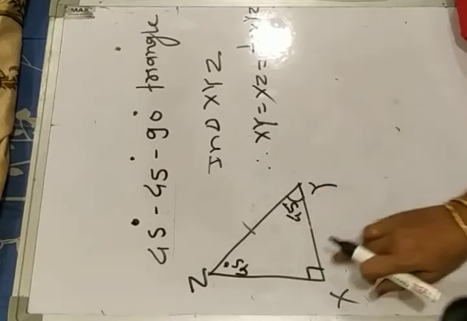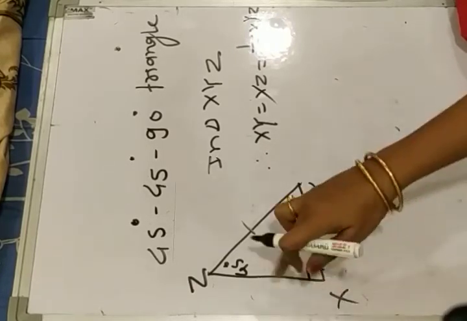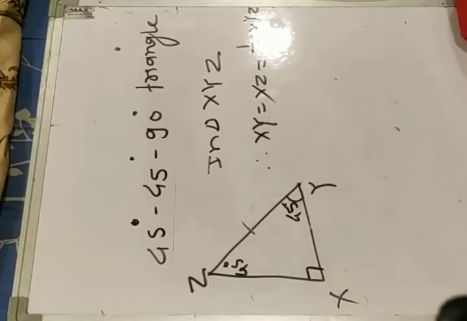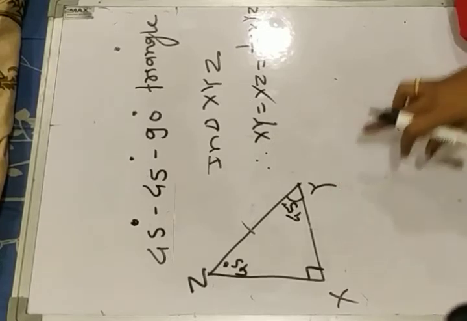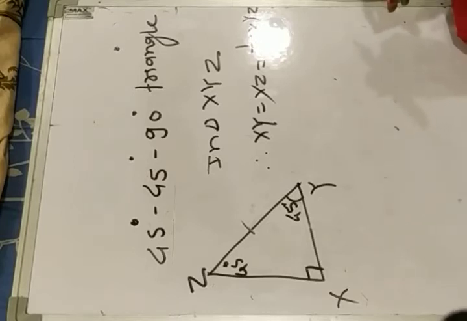So if XY is given, then find the value of XZ by using this property. And if ZY is given, then find the value of XY by using the 45-45-90 degree triangle theorem.